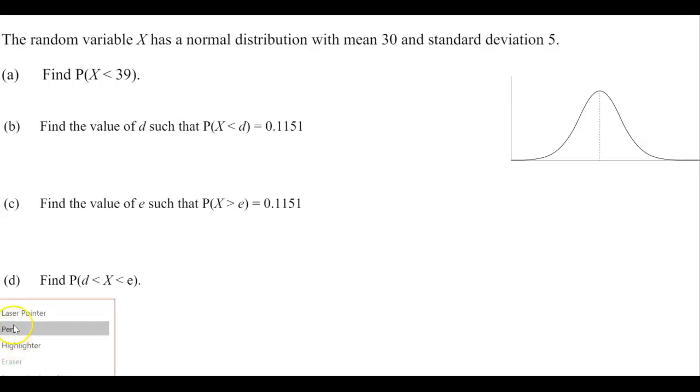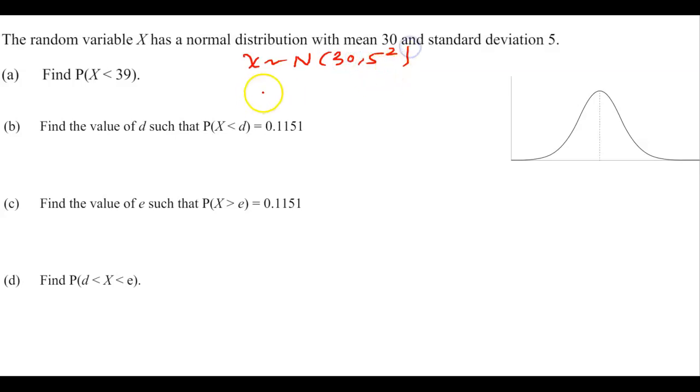All right, let us try out another question here. So you can see over here they say that our x is normally distributed. So our x over here is normally distributed with a mean of 30 and standard deviation of 5.